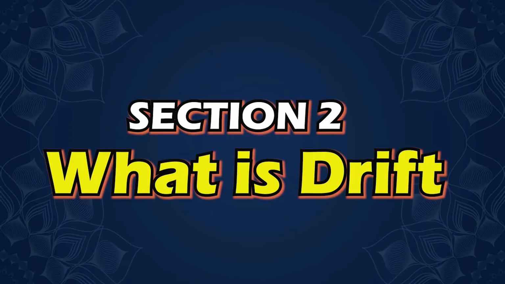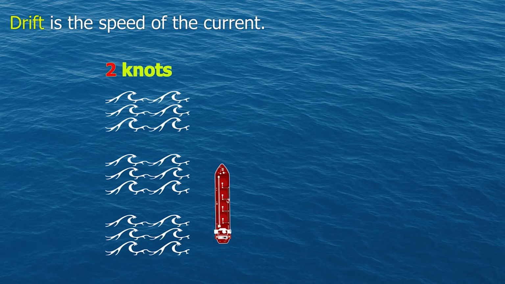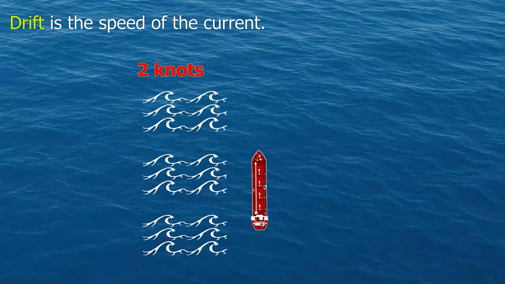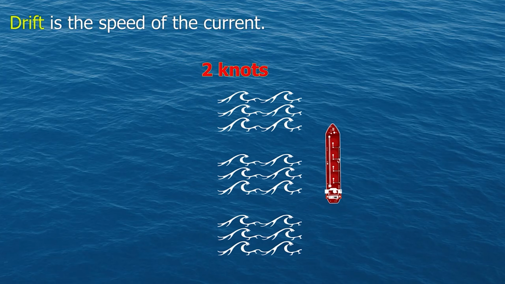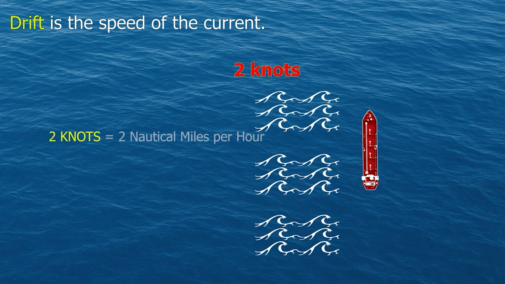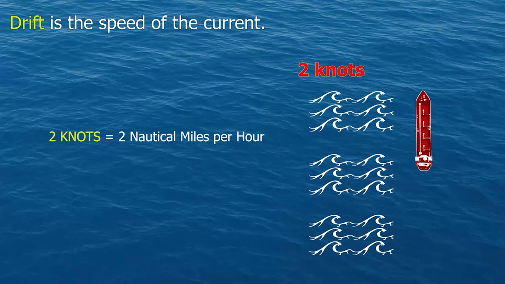Section 2. What is drift? Drift is the speed of the current measured in knots. It tells us how fast the water is pushing the vessel in the direction of the set. So, if the drift is 2 knots, that means the current is carrying the ship 2 nautical miles per hour.